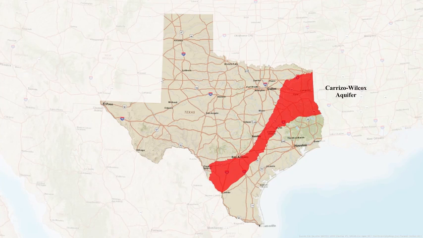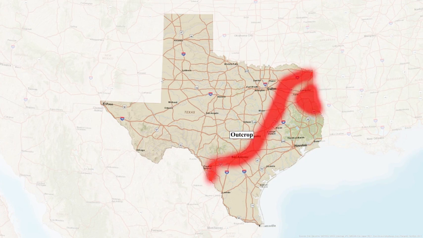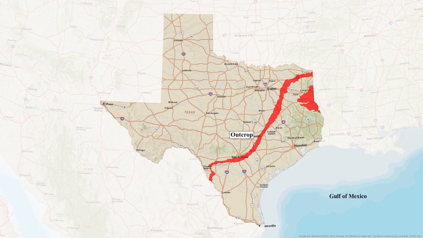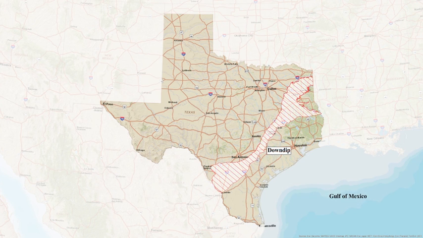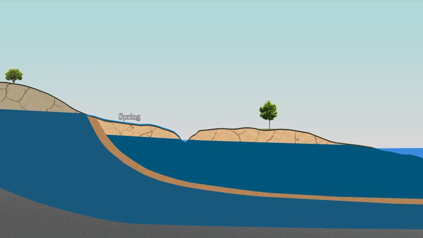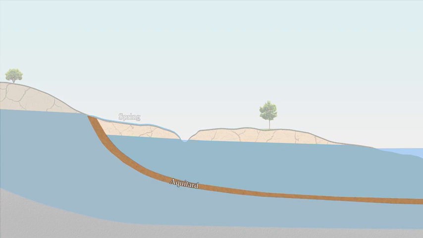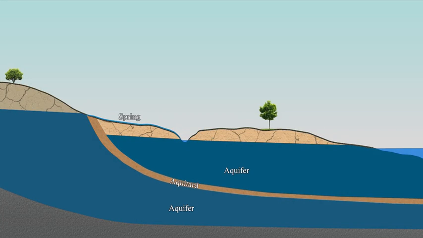For example, the outcrop of the Carrizo-Wilcox Aquifer is a narrow band that lies parallel to the Gulf Coast. As we move towards the coast, the aquifer slopes beneath the land surface, forming the down dip. Aquifers are separated from each other by aquitards. Aquitards are impermeable layers that prevent water from easily flowing from one aquifer to another.